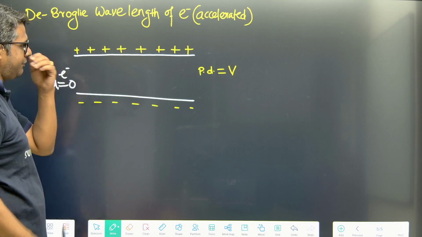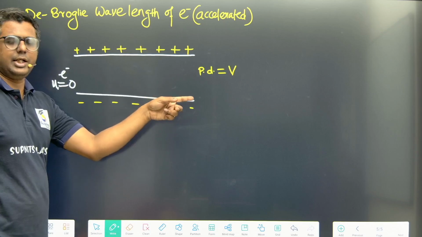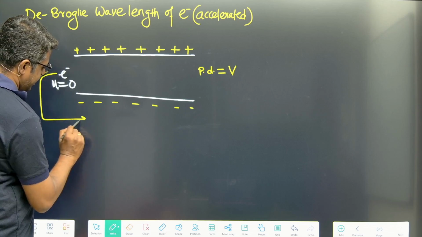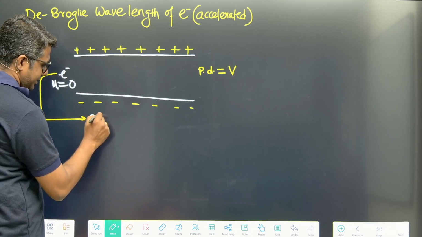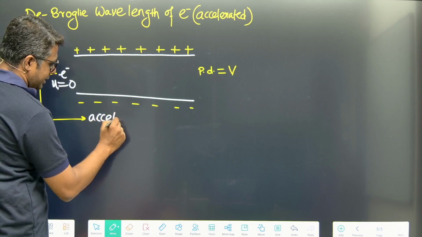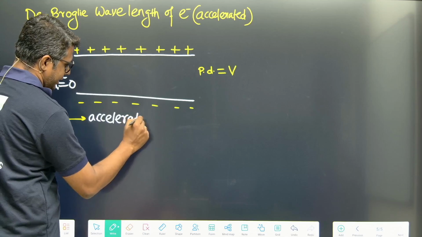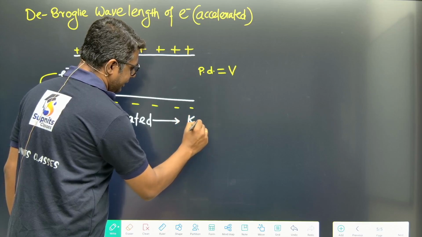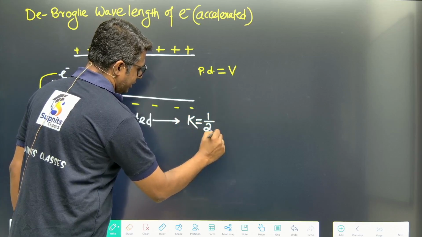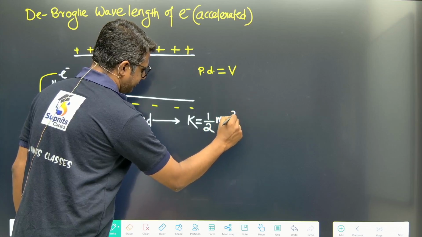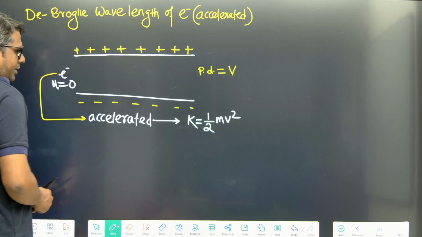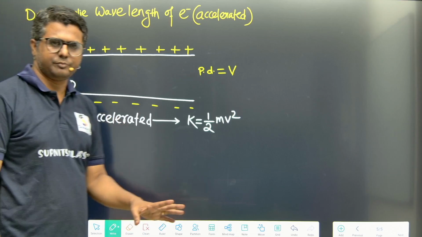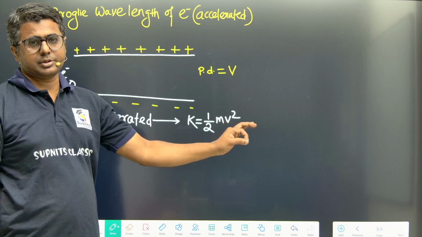Here there is an electron which is initially at rest. As soon as it comes in the vicinity of these plates, the potential difference works on it and accelerates this electron. So much so that its final kinetic energy becomes half mv square. No problem, it can become that. Now the initial kinetic energy is 0 because the velocity is 0. Its final kinetic energy becomes half mv square.